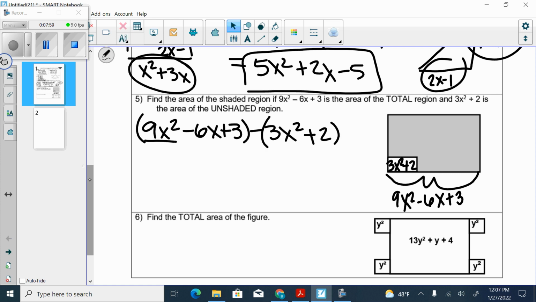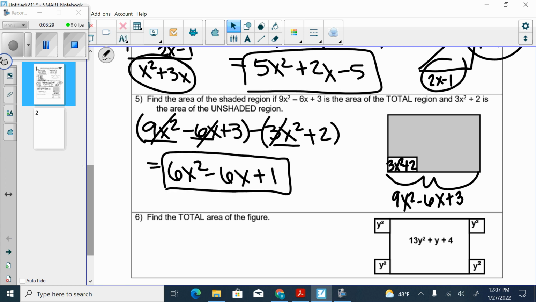Okay, so what am I going to subtract from 9x squared? 3x squared. Which would leave us with? 6x squared. Very good. Done with those. Is there anything for me to subtract from negative 6x? No like terms. So I just bring down negative 6x. And then we would have 3 minus 2, which would leave us with 1. All right, so that would be the area of the shaded region.